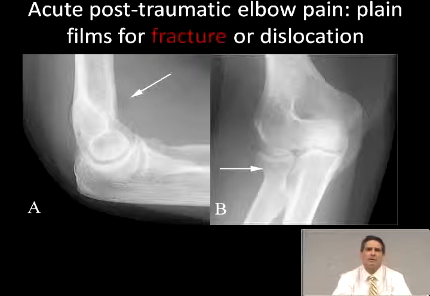Here's a 2-view plain film in a 51-year-old woman who had pain following trauma, a fall on an outstretched arm, the typical history. Lateral plain film shows displacement of the fat pad from the anterior aspect of the distal humerus. Your oblique film here shows a subtle fracture through the radial neck. And elbow effusions after trauma, again, are usually secondary to hemorrhage in the joint from a fracture. So the marrow and the hemorrhage out of the bone come into the joint space.